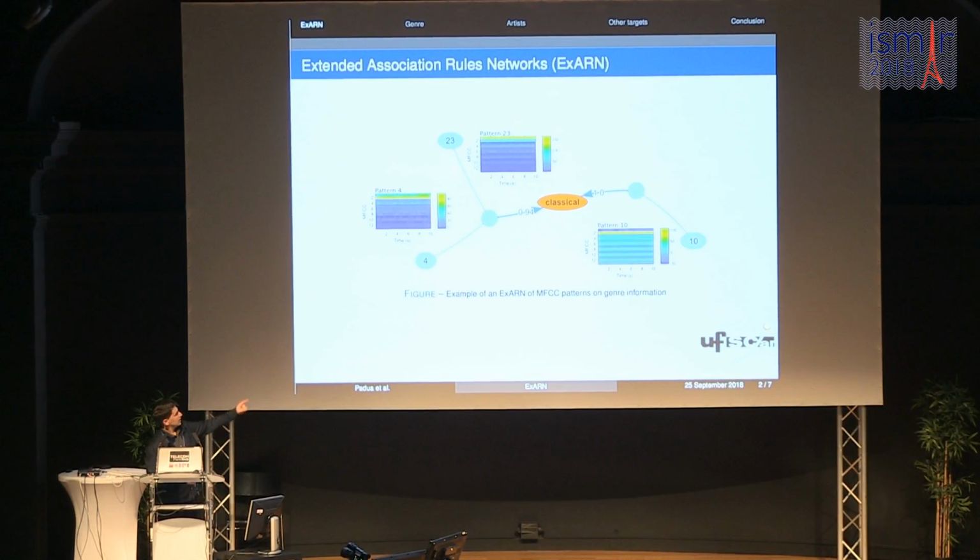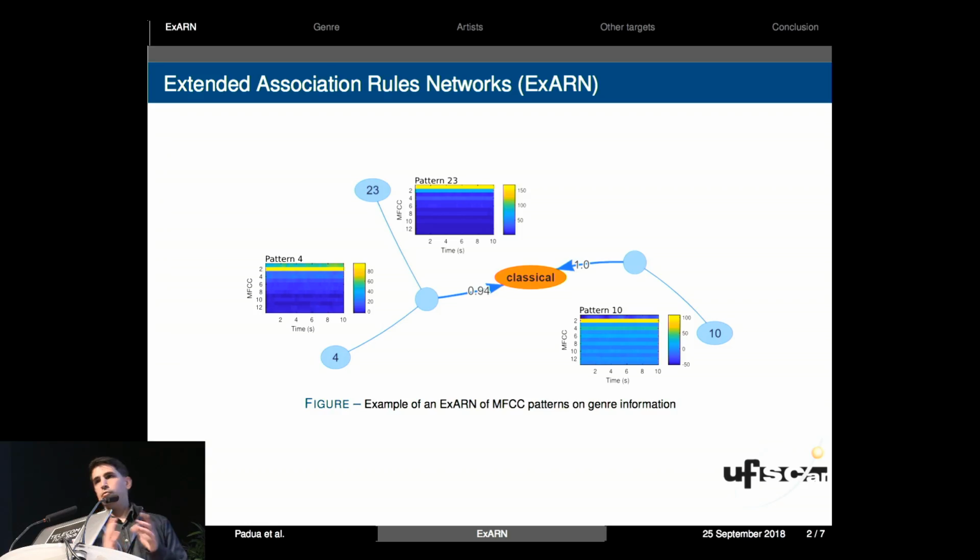It means that if your song has that pattern number 10 right there, it's an MFCC, we obtained these patterns using clustering-based quantization. It means that in that data set, we have 100% confidence that this song is classical music, right? So we constructed this kind of network with rules from patterns to labels.